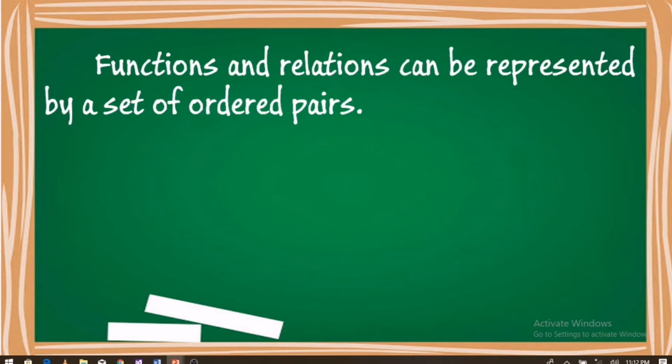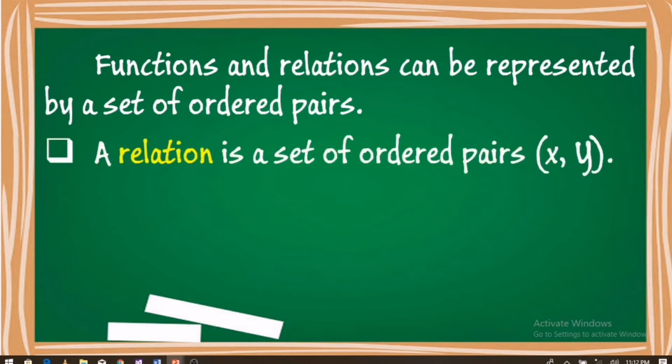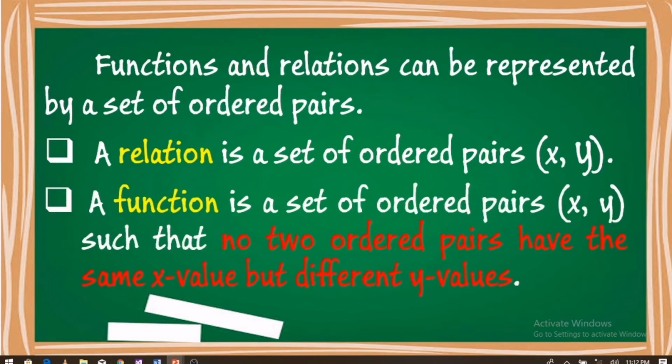Functions and relations can be represented by a set of ordered pairs. How can we know if a set of ordered pairs represents a function or just a mere relation? A relation is a set of ordered pairs x and y, while a function is a set of ordered pairs x and y, such that no two ordered pairs have the same x value but different y values.